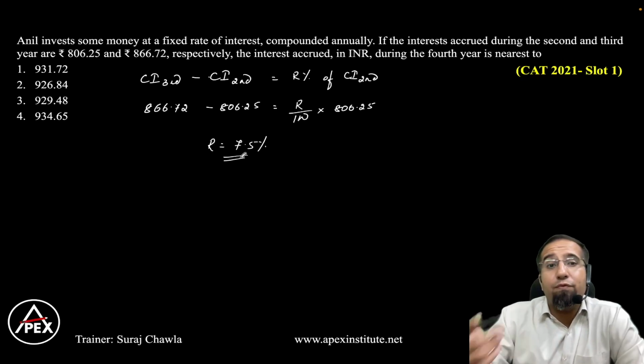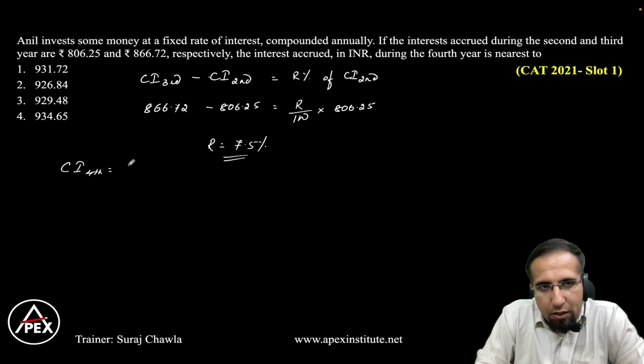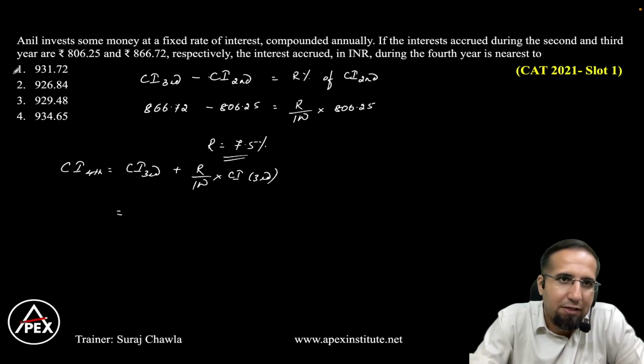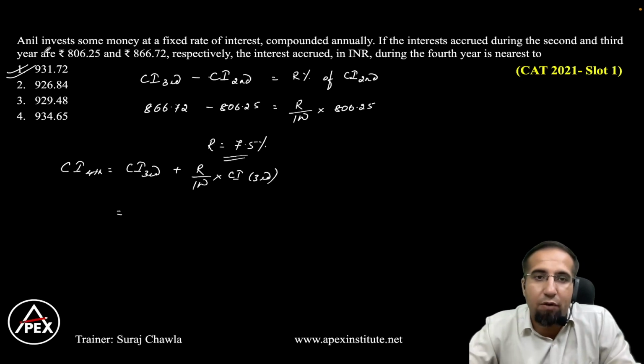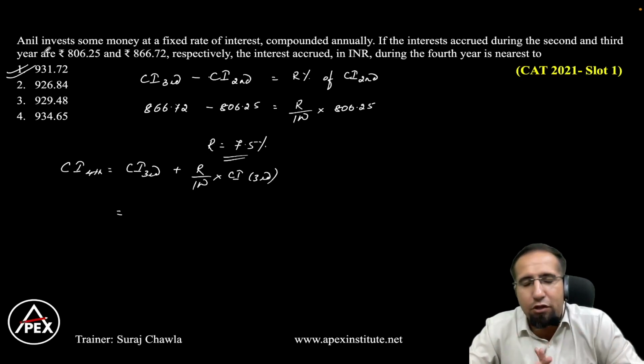Now interest accrued during the fourth year. We should also remember, if I look at it the same way, CI of fourth year will always be CI of third year plus R percentage of CI of third year. Clear? So that becomes how much, guys? If you again use the calculator and apply, you will get the final answer as 931.72. Do not hesitate using the calculator because the numbers are weird. Let's not waste time, especially in these kinds of questions when we are given the calculator.